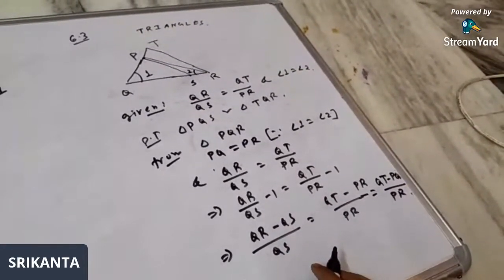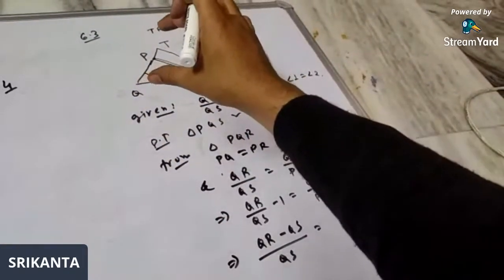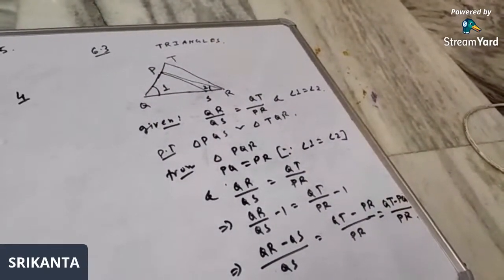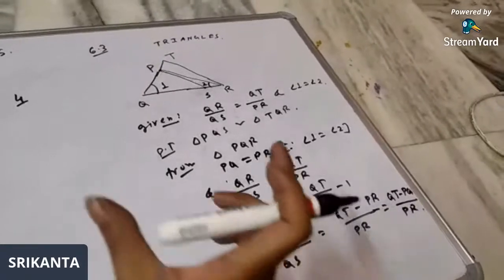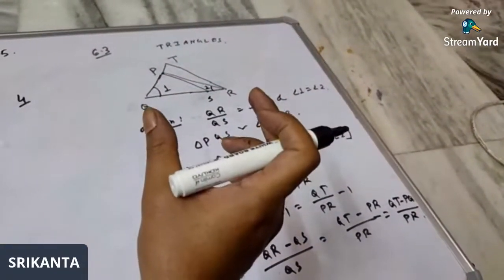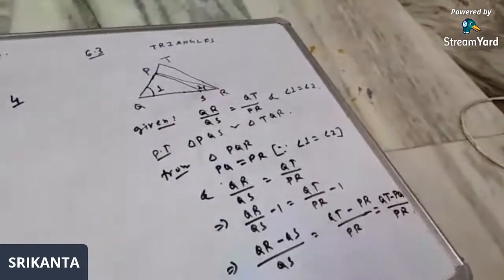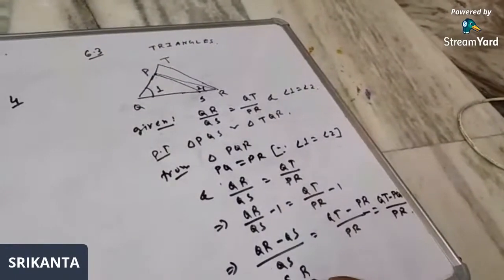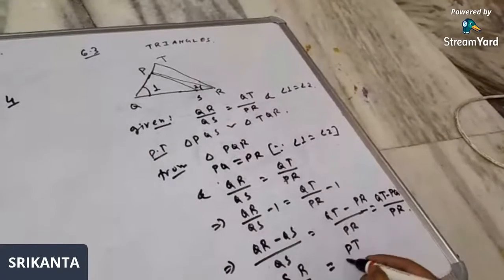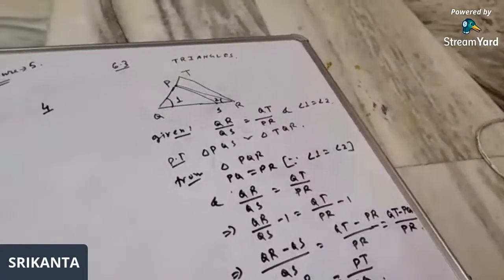Okay. So as you can see, QT minus PQ is equal to PT, right? And QR minus QS becomes SR. So therefore here SR by QS is equal to PT by PQ, right?